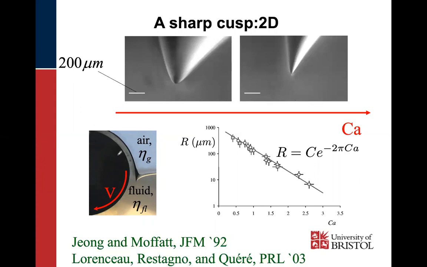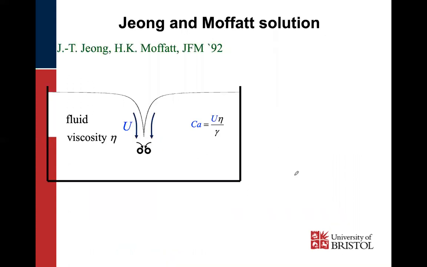So they measured, among others, the neighborhood of the tip of this cusp, and measured the radius of curvature as a function of the capillary number, which is a non-dimensional measure of the characteristic speed of this roller V. And they found that the radius of curvature decreases exponentially in the capillary number, that is, in the strength of the flow. And this is exactly what was predicted by Jeong and Moffatt.